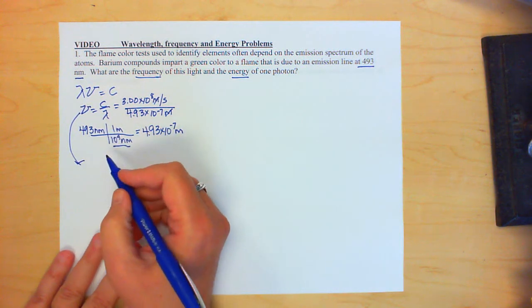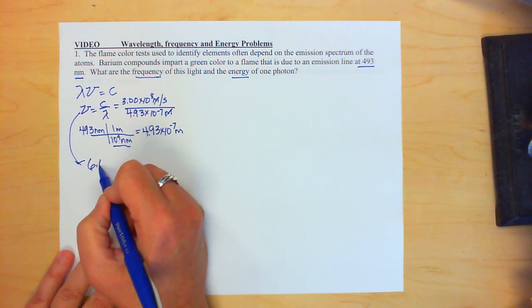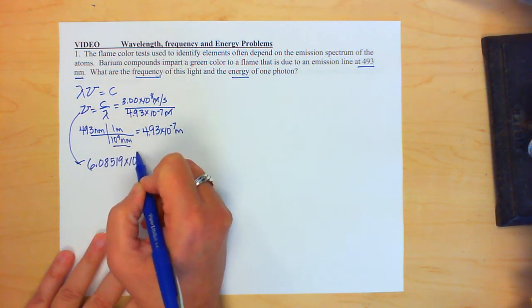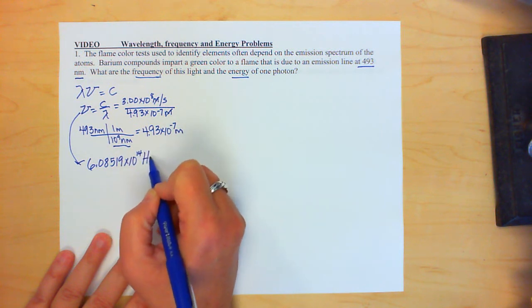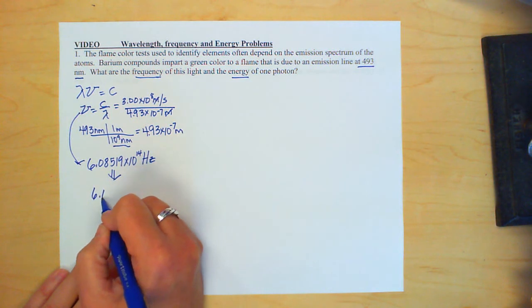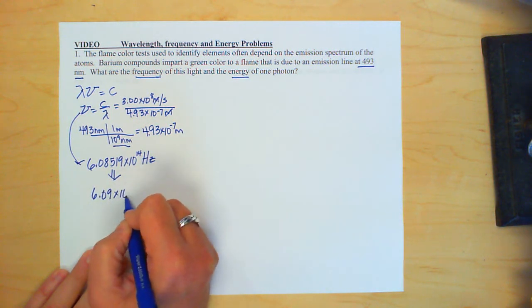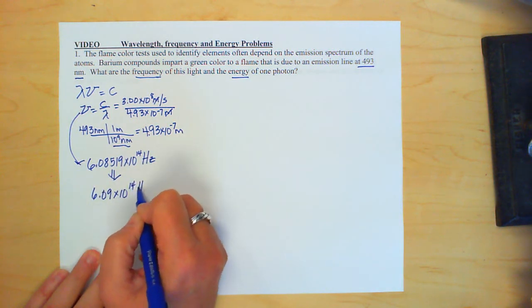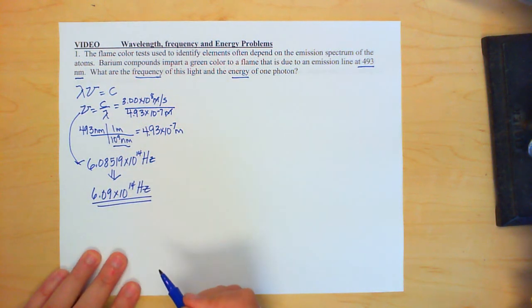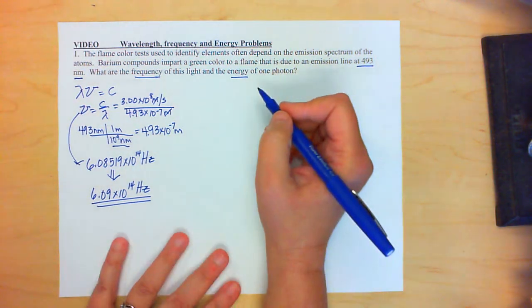So when we come down here, we end up with 6.08519 times 10 to the 14th hertz. We have three significant figures, so let's go with 6.09 times 10 to the 14th hertz. That is my frequency. Now the other thing is the energy.